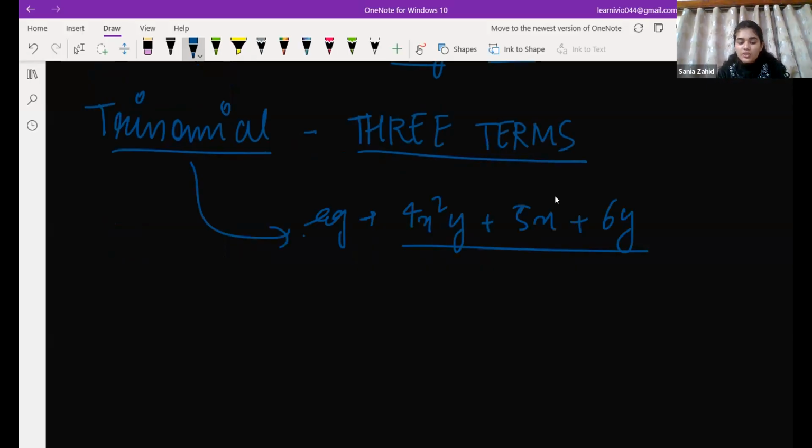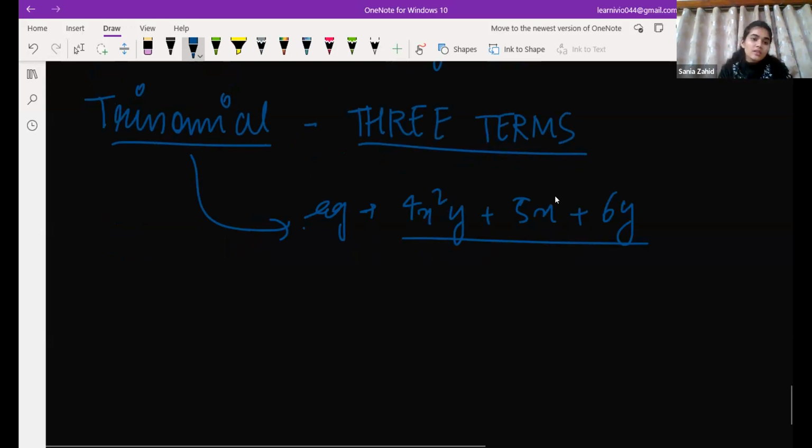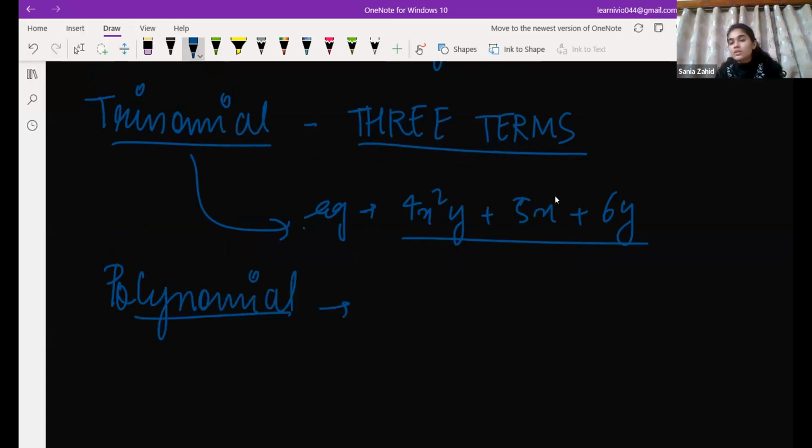Clear with this much? Yes, ma'am. Okay, now what is the meaning of polynomial? Who will tell me? Which has four terms? No, it has more than three terms. It can have four terms, five terms, six terms, seven terms, any number of terms, just more than three. Okay, polynomial is more than three terms. Understood? Yes, ma'am.